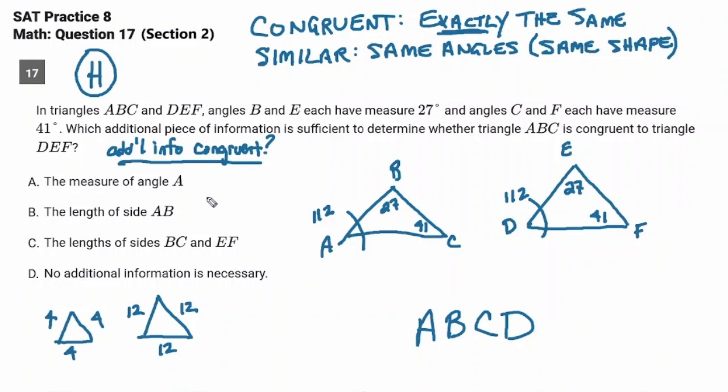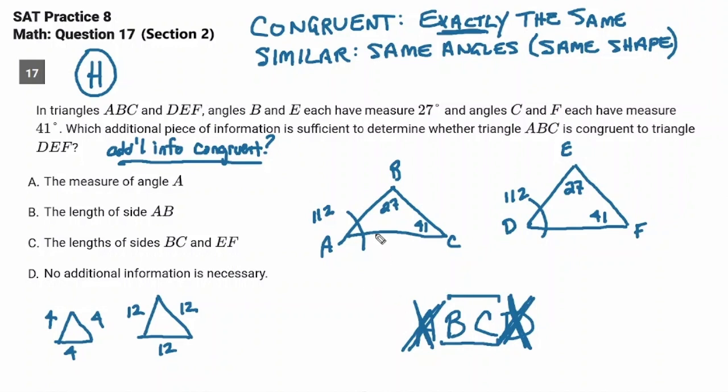Do we need, as an additional piece of information, the measure of angle A? It's kind of a trick question. We already have that information. We don't need it. It's not going to help us, but we already have it. Okay, let's look at D. No additional information is necessary. We need something, right? Because we don't know anything about the sides. So if you know anything about what congruent means, anything about any geometry, you ought to be able to get this to B and C.